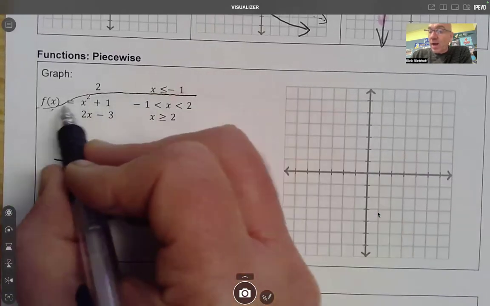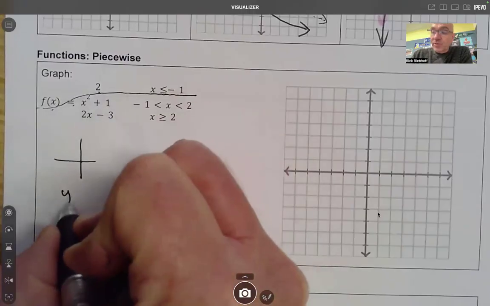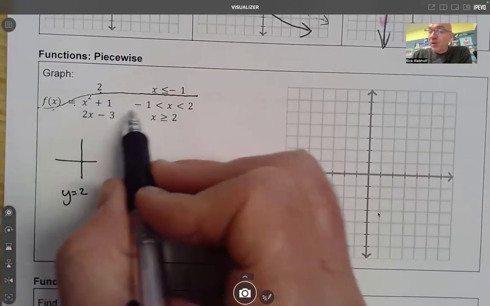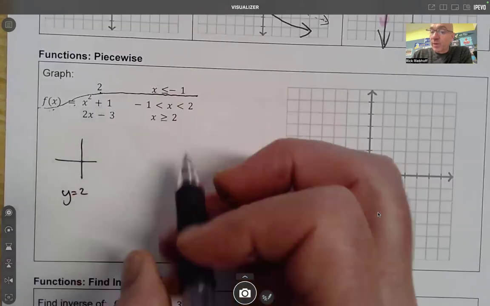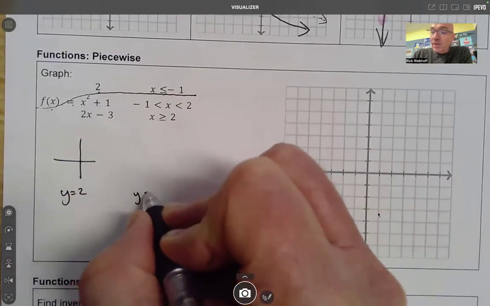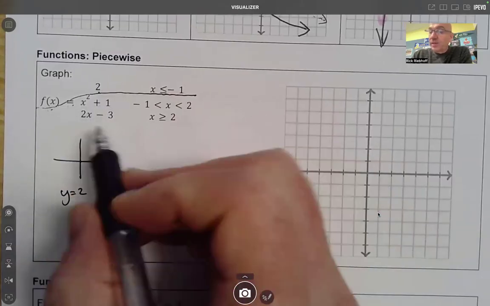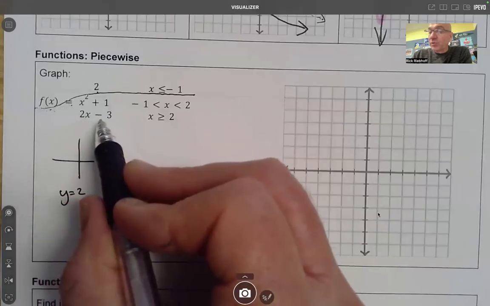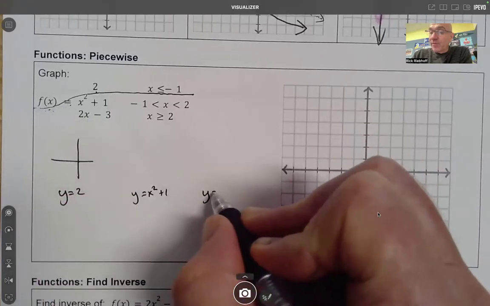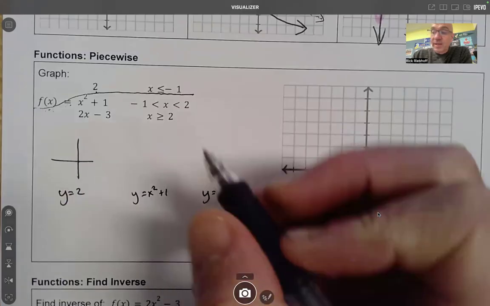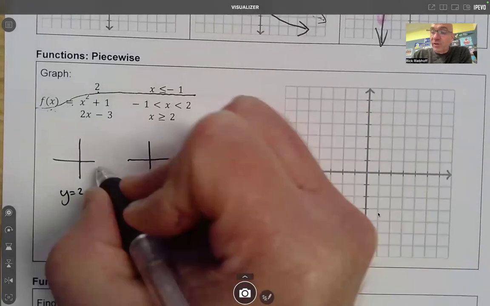Okay, so this means y equals 2. So let's graph y equals 2. The middle one is y equals x squared plus 1. So we're going to graph y equals x squared plus 1. The last one is y equals 2x minus 3. So we're going to graph y equals 2x minus 3. So let's just graph all three of those first.